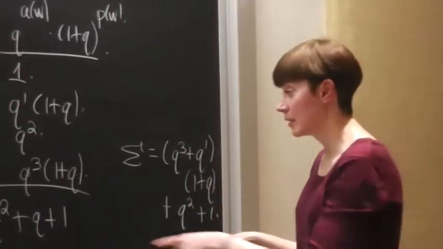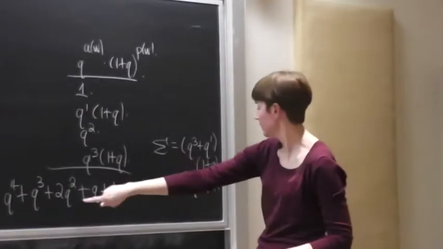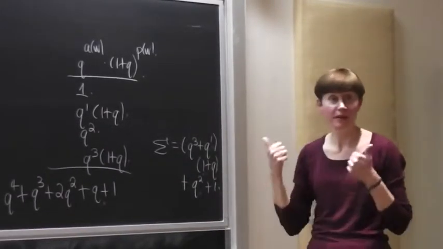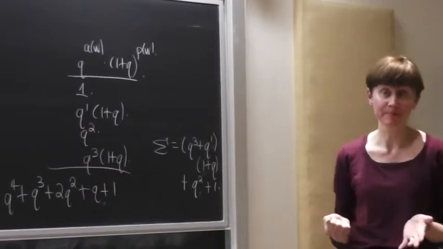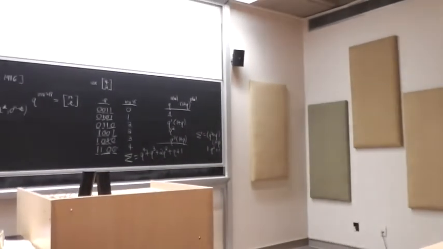Let's see. Q to the fourth, q to the third. I get a q squared from here, q squared from here. 1 times q is a q, and then I have a 1. So cowabunga, it's the same. Right. So then this leads you to ask the very natural question.